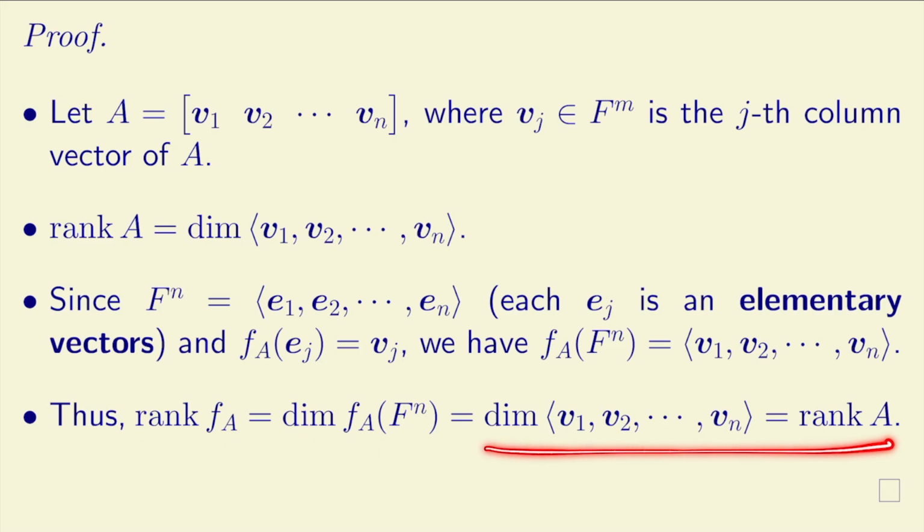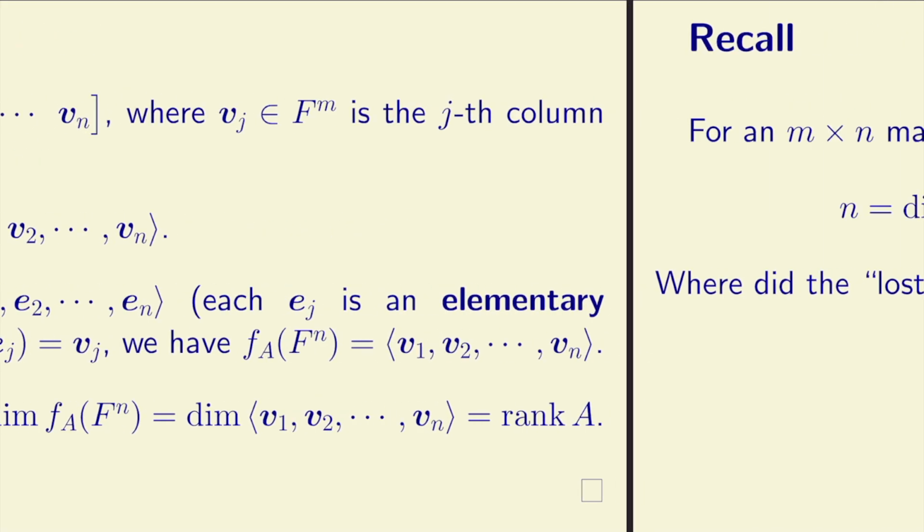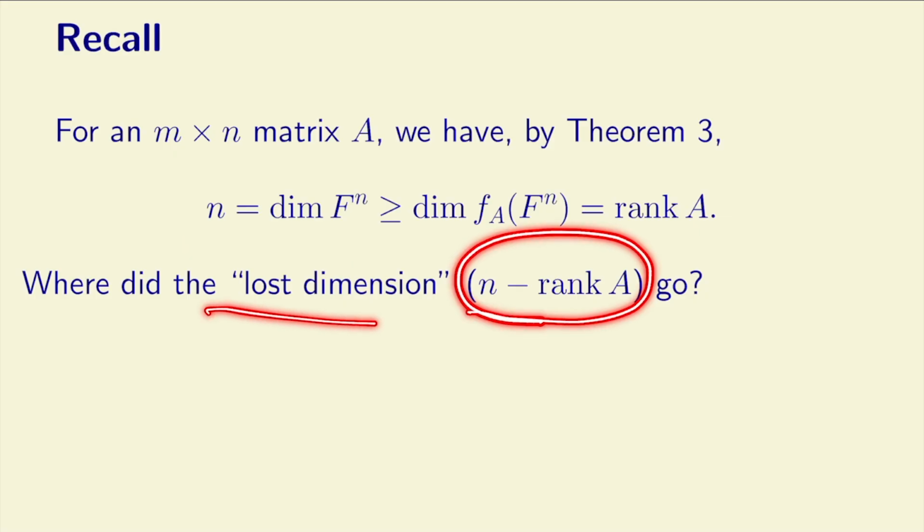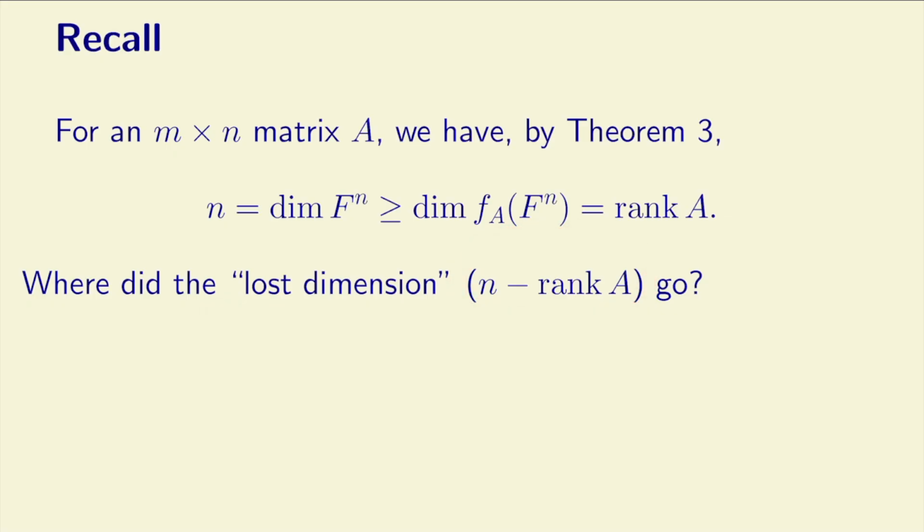Okay, so if the rank of a matrix is the dimension of the output space, where does the lost dimension go? That's exactly what the notes ask. We know from Theorem 3 that the dimension of the output space, rank A, is less than or equal to the dimension of the input space, n. The difference, n minus rank A, is the lost dimension. The notes say the lost dimension is what we call nullity.